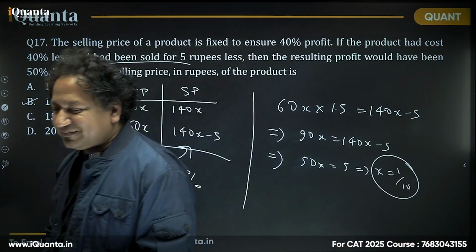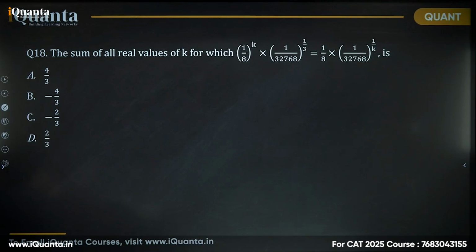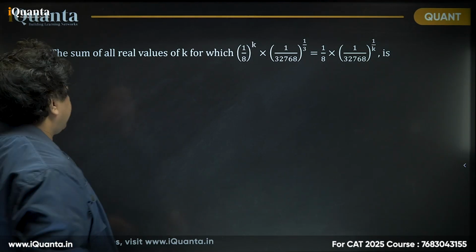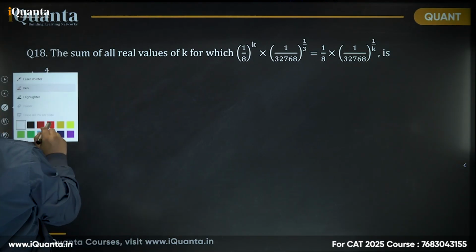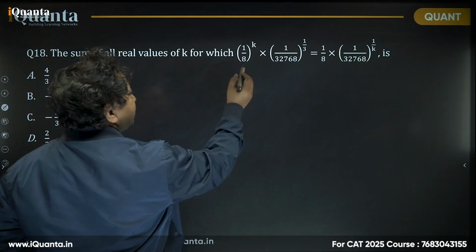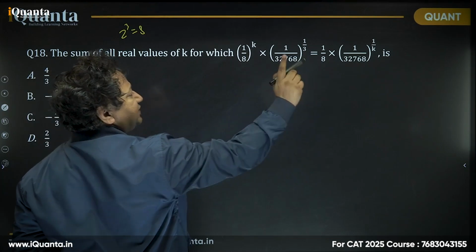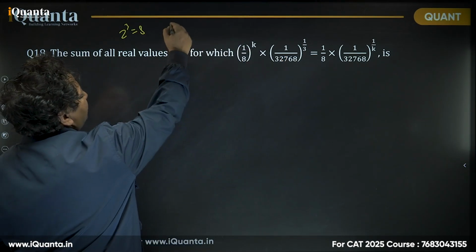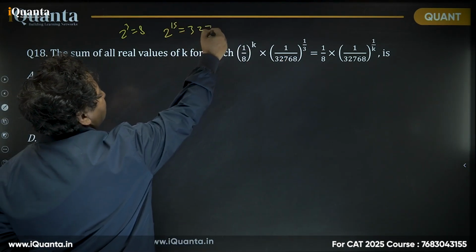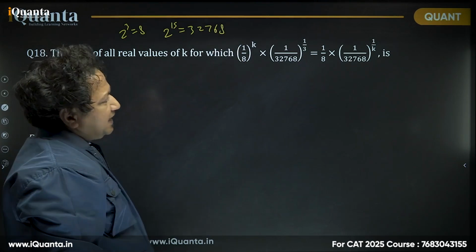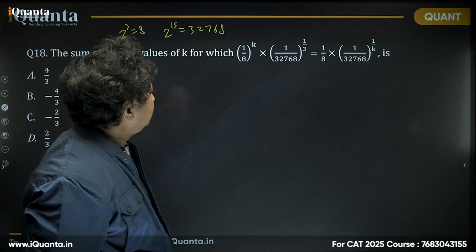The sum of all real values of k for which this is given to us, okay. Let me do one thing. 8 is basically 2 cube, isn't it? 2 cube is 8. 32768 is 2 to the power 15. So the moment you analyze that they are powers of 2, your life is sorted.